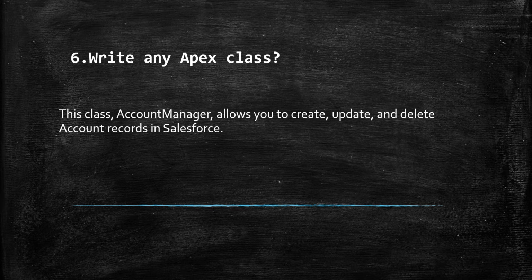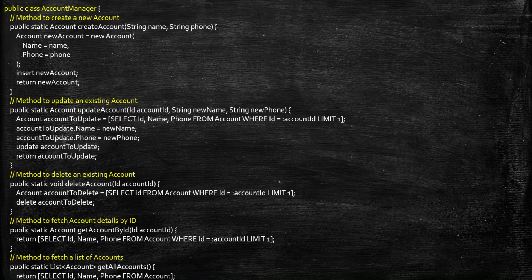Write any Apex class. So I wrote an Apex class, an example of how to create a record, how to update, and how to delete a record in an Apex class. I took the account object, that is public class AccountManager, and a method to create a new account, that is public static Account createAccount. I passed parameters, that is string name and string phone, and created a new account with name and phone, then insert the new account.